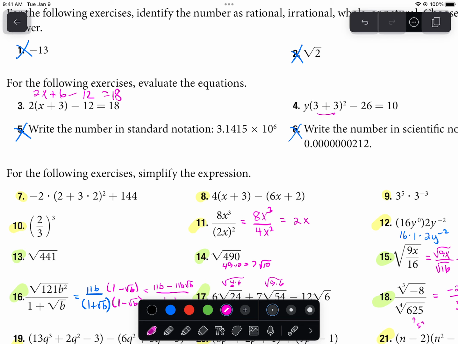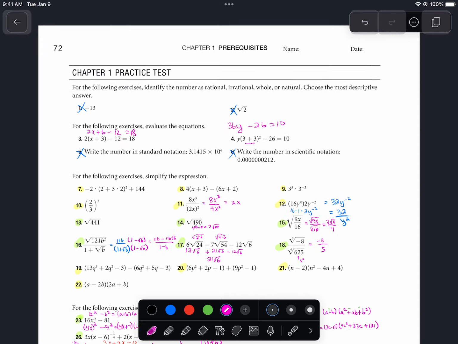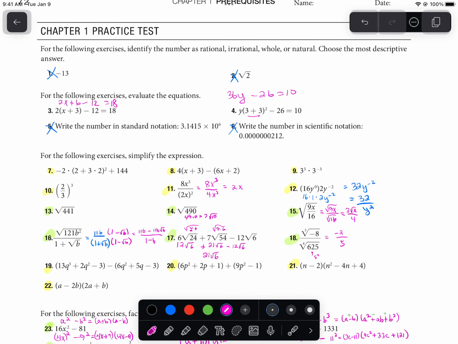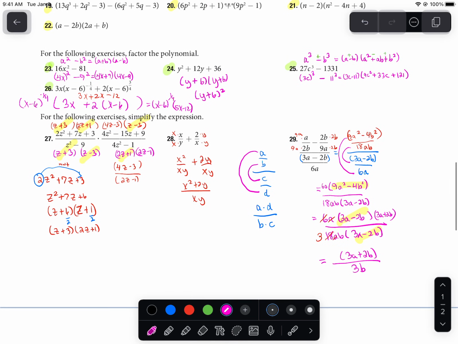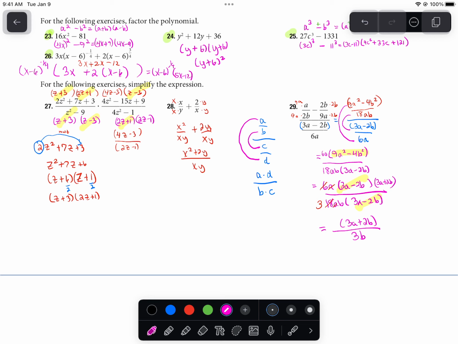3 plus 3 is 6. Square that, get 36. You get 36y minus 26 equals 10. Same thing. Get the numbers to one side, the y's on the other side. If there's still a coefficient on your y, divide it off. Okay. So your job is to finish this up and turn it in by midnight tonight. At least that's our hope. If you get stuck on anything, feel free to send me a Remind message or an email. So if you're done, turn it in. If not, get it finished.